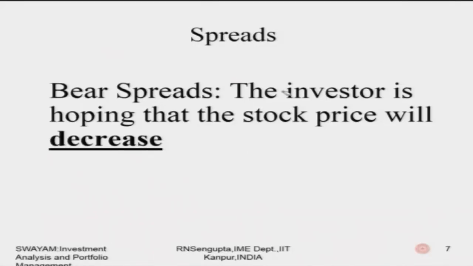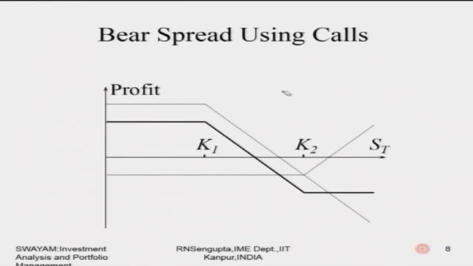Now we consider the bear spreads. The investor is hoping that the stock price will decrease. So the bullish case was when the information set of the investor was that he or she thought that the prices would increase. In the case of the bear spreads, he or she thinks the prices would decrease. So again, we use the same coloring scheme. For prices K1 and less, we use the color red. For prices K2, we use the color green, and for the combined one, you use the color blue.